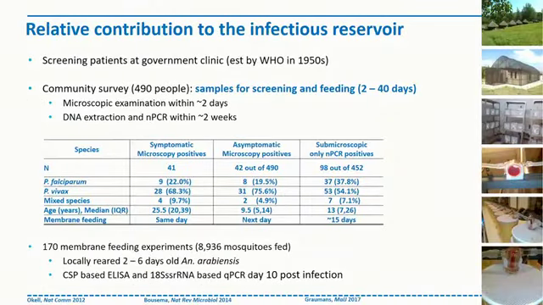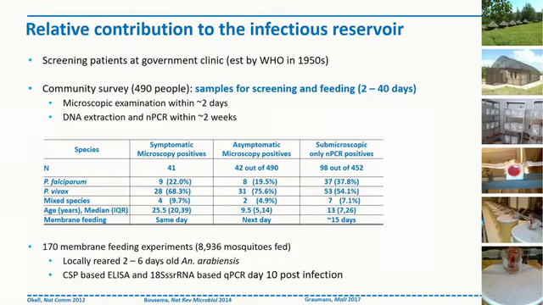Then what we next did was to investigate the relevance of this infection. We proved that they are highly prevalent in the country and they cluster around a clinical case. Then the next question was to assess their real relevance in their contribution to mosquito infection. So we undertook another study, and in this study we included clinical patients, recruited from government clinics, and we included 490 people from the healthy community. We took samples for screening purposes; microscopic results were available within 2 days, and PCR results within 2 weeks.